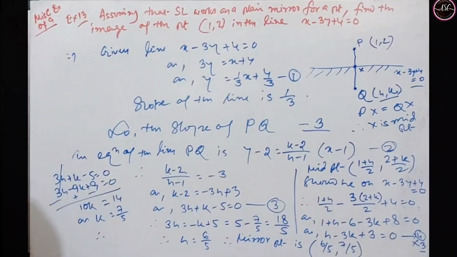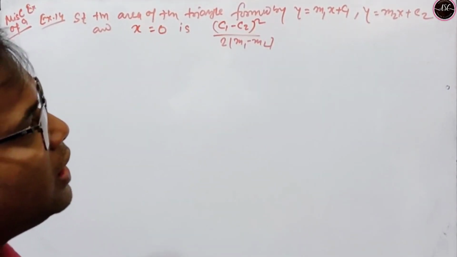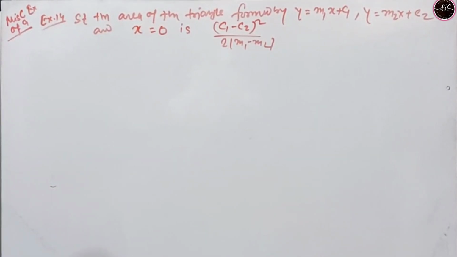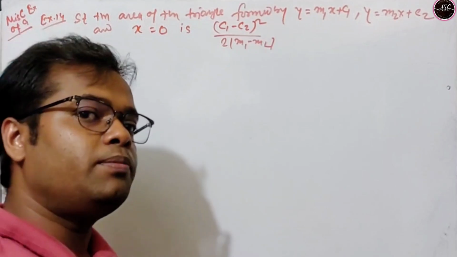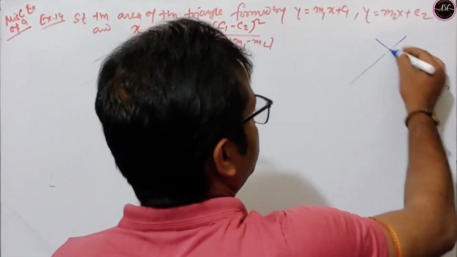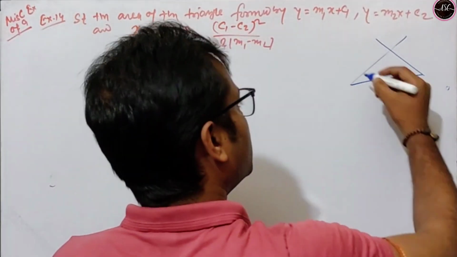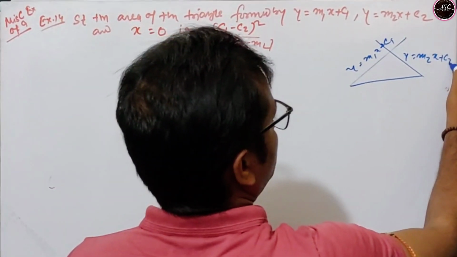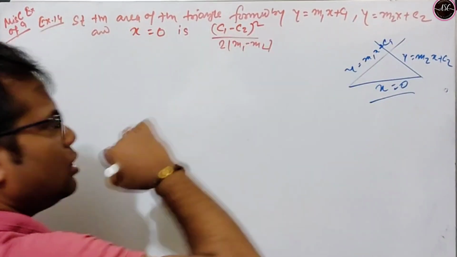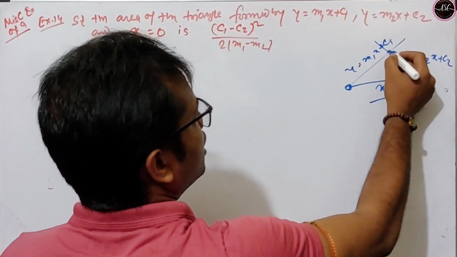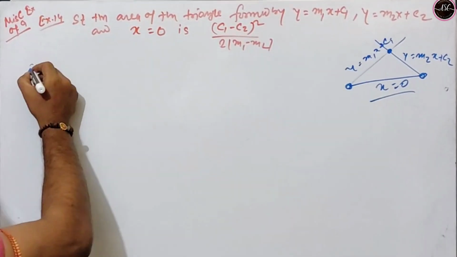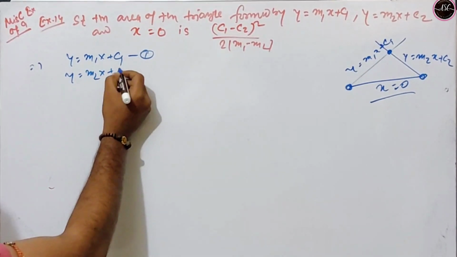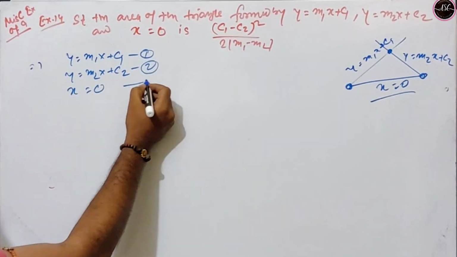Okay. Then look at this question. Show that the area of the triangle formed by the lines y equal to m1x plus c1, y equal to m2x plus c2, and x equal to 0 is (c1 minus c2) whole squared divided by 2 mod of (m1 minus m2). The points of intersection will be the vertices of the triangle. So we have y equal to m1x plus c1, this is equation 1, y equal to m2x plus c2, equation 2, and x equal to 0, equation 3.